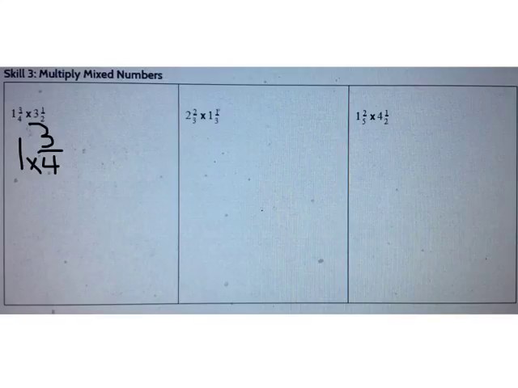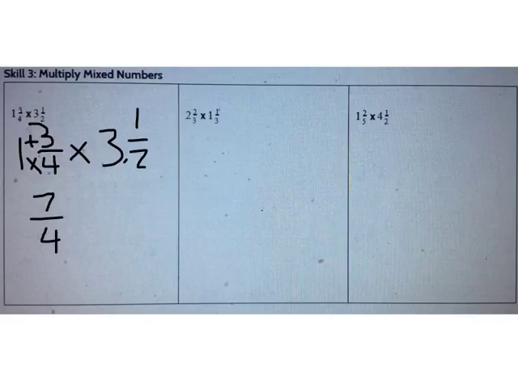1 times 4 is 4. Plus 3 more is 7. And the denominator stays 4. Let's change 3 1/2. 3 times 2 is 6. Plus 1 more is 7. And the denominator stays 2.